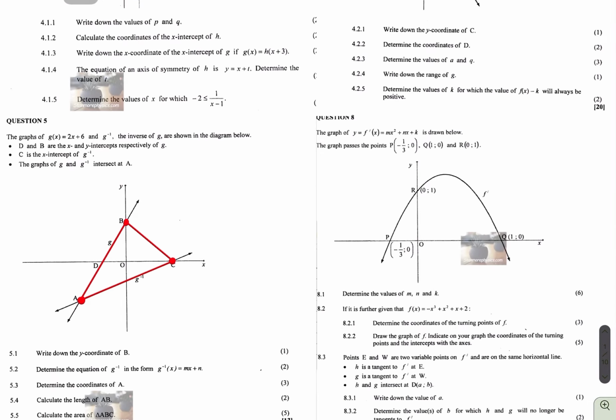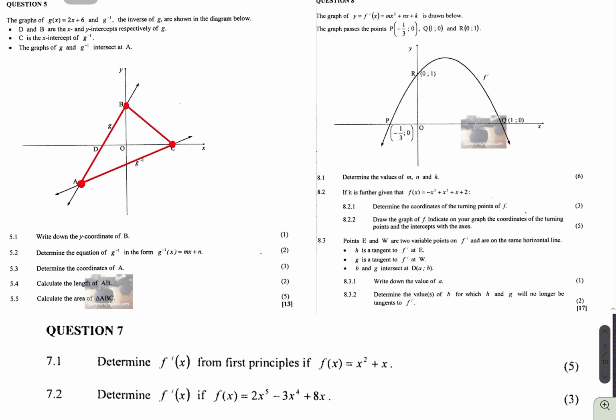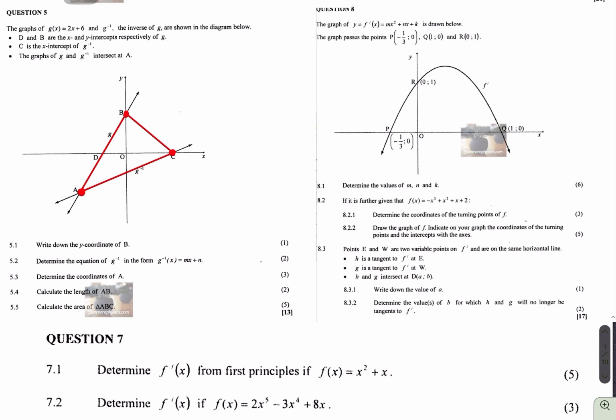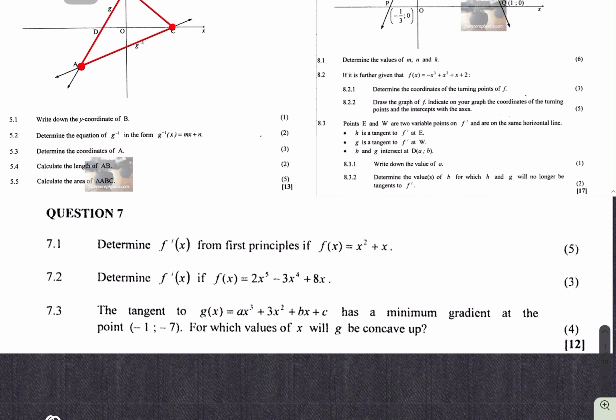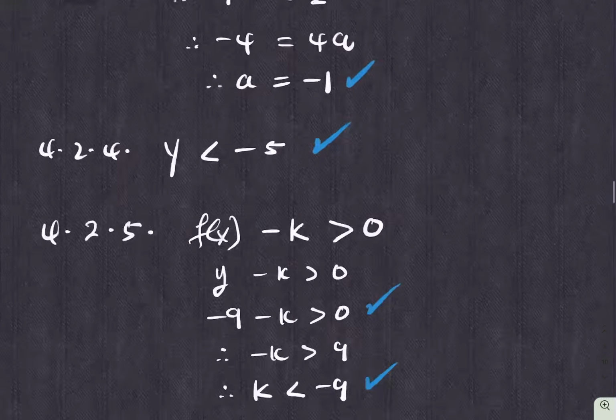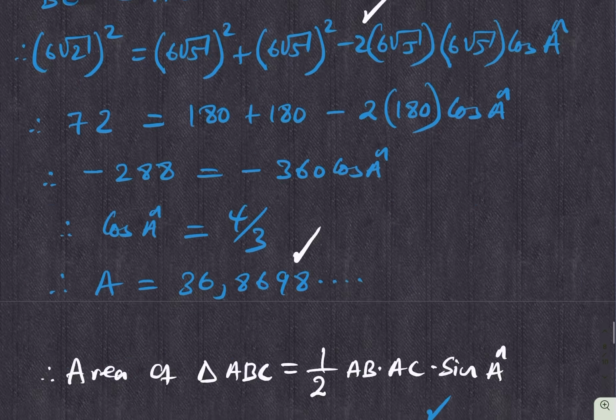Yeah, we've been here now. Question 5. Let's go to question 7. Okay, that is first principle. Maybe we are going to refresh a bit here with first principle. Question 7, that is to determine the f prime from the first principle if f of x is equals to x squared plus x. Okay, 5 marks. So these are the questions that you must not skip in the exam.